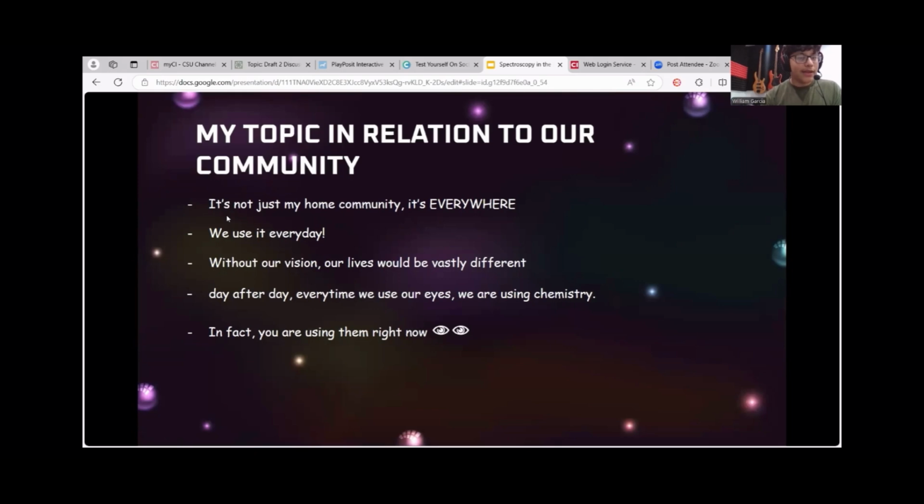My topic and its relation to our community. This topic is pretty broad, so it's not just my home community that it relates to, it's everywhere. It relates to you, it relates to me, it relates to my family, your family, everybody in the world, because we use it every day. Without our vision, our lives would be vastly different, because every day that we wake up, every day that we sleep, from the morning till nighttime, we are using our eyes to see things, right? Day after day, every time we use our eyes, we are using chemistry. In fact, you're using it right now to see my presentation slides.